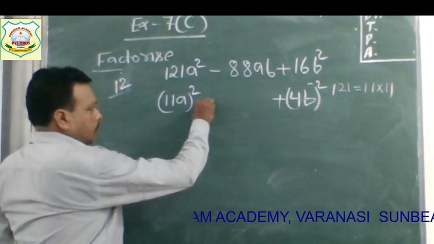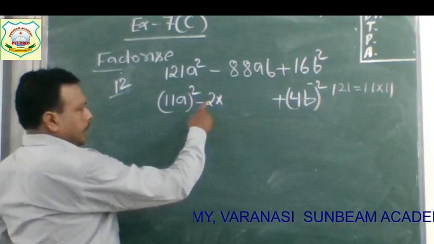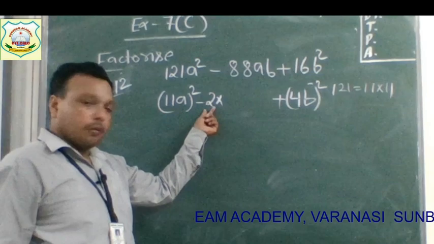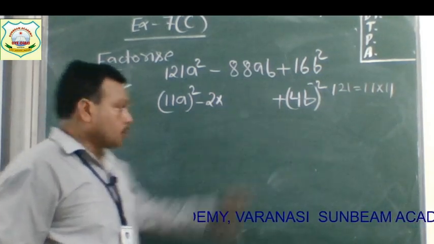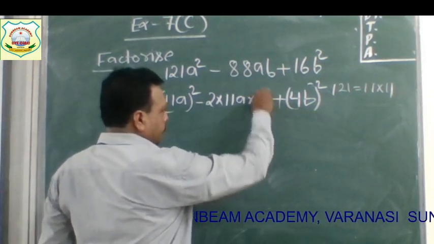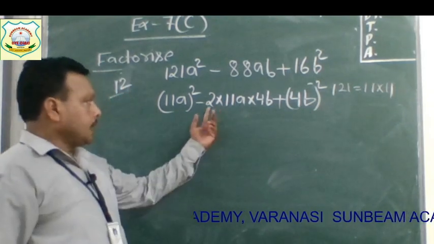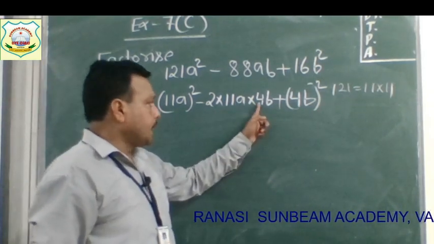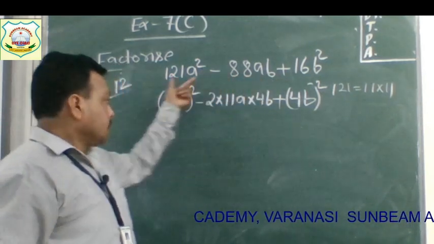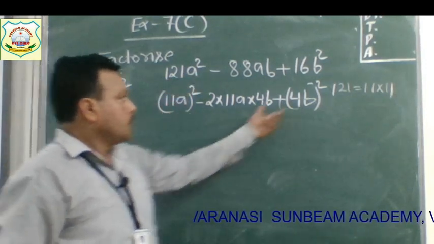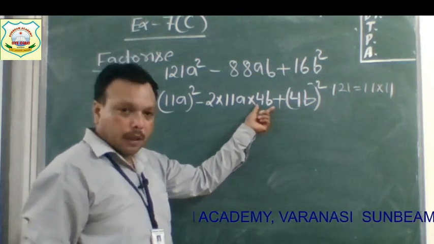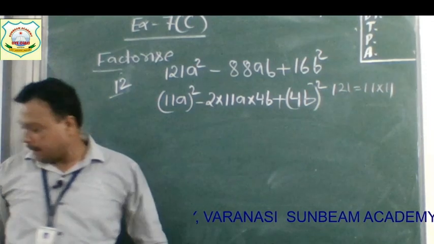Now for 2 multiplied by a, we know that a square plus b square minus 2 multiplied by a multiplied by b. So the a value we write here is 11a, and the b value is 4b. We can see 11 2s are 22, 22 4s are 88, 88ab is here. So now we have got the same format: 11a whole square, 4b whole square, and 2 multiplied by a, that is 11a, and b, that is 4b. Clear, students? So now we can use the same format here.